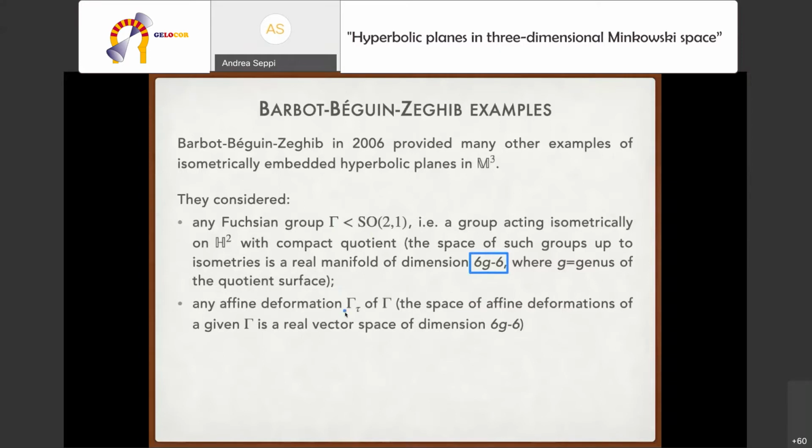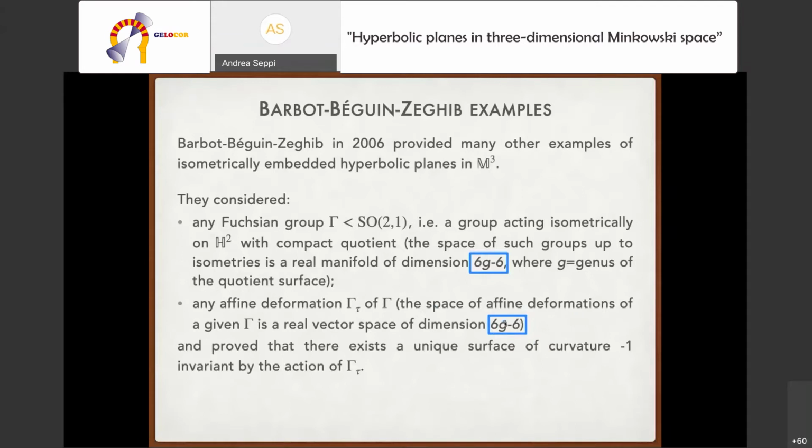And then what they consider is an affine deformation of gamma. So basically what this means is that they took this group gamma and they added a translation part. And the same dimension count, roughly, tells you that once you fix gamma, then you have a real vector space of dimension 6G minus 6 of such affine deformations up to conjugation. So in total, we have 12G minus 12 parameters.